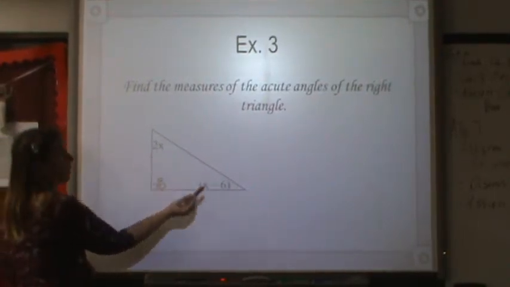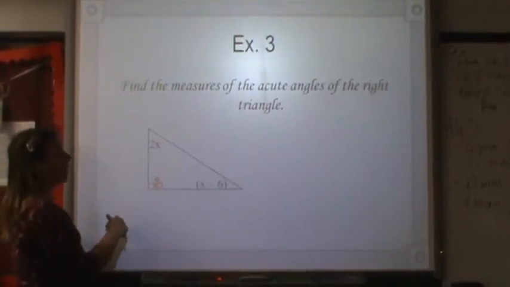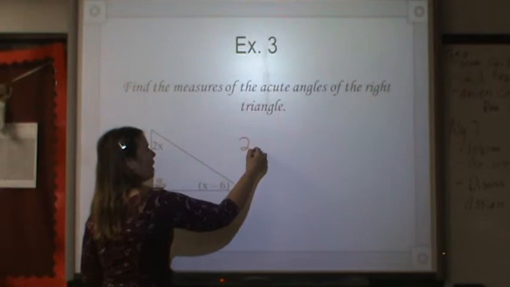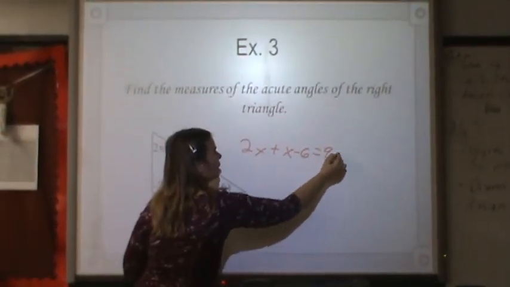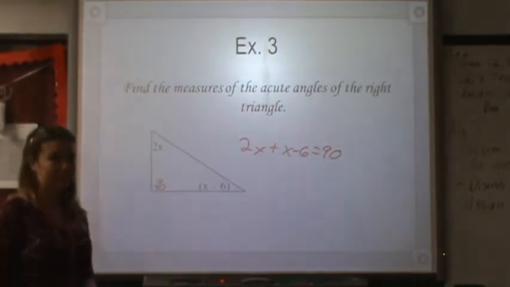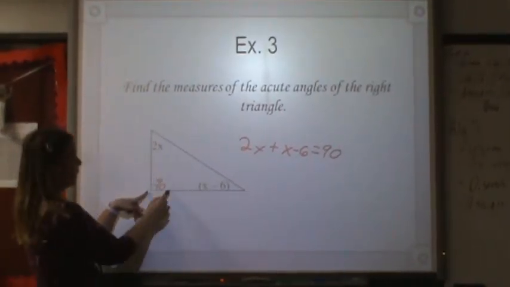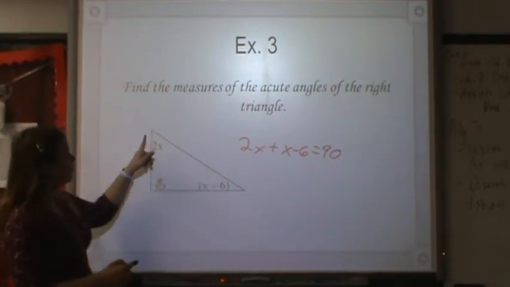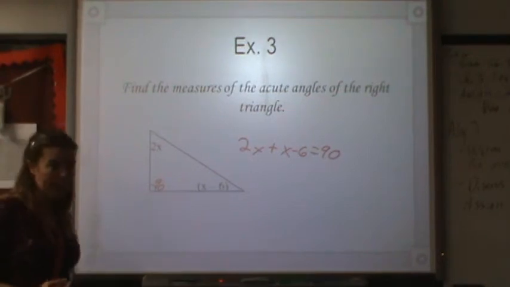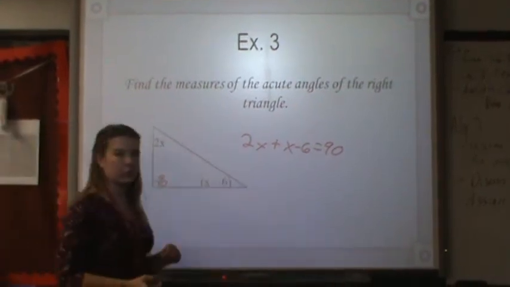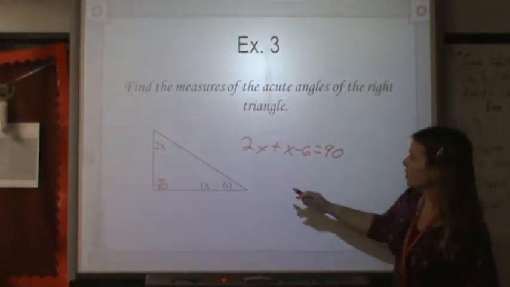So since 2x and x minus 6 are my two acute angles for the triangle, I could write the equation 2x plus x minus 6 equals 90. And that would be my easiest way to figure it out because I already have 90 degrees there. You could also do 2x plus x minus 6 plus 90 equals 180, but this is just the shorter version. So then from here, combine my like terms to solve.